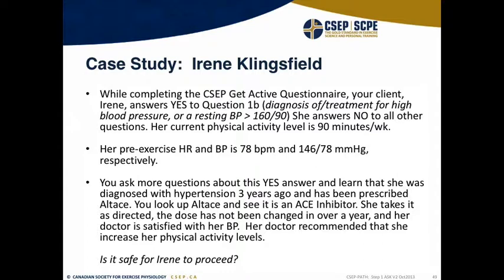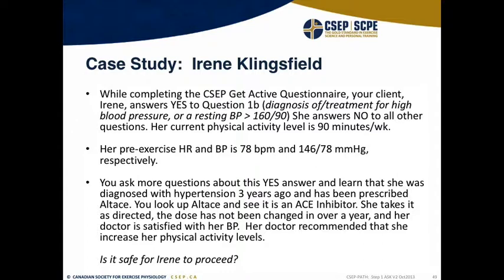Last case study is about Irene Klingsfield, and she answered yes to question 1B on the CSEP Get Active questionnaire. I'll give you a few seconds to read more about Irene. All right, so although Irene answered yes to question 1B, she's answered no to all other questions, and her current physical activity level is 90 minutes per week. You can see her pre-exercise heart rate and blood pressure that are listed, and both are below the cutoffs.